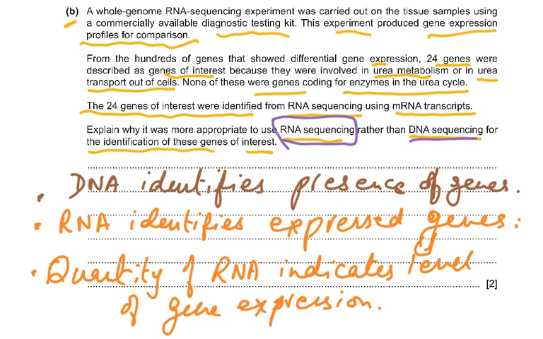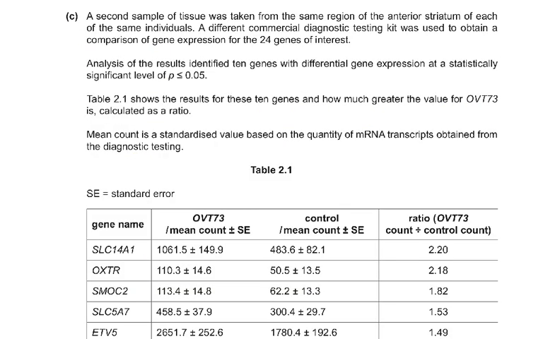So DNA identifies presence of genes, RNA identifies expressed genes, quantity of RNA indicates level of gene expression. So part C of the question: a second sample of tissue was taken from the same region of the anterior striatum of each of the same individuals. A different commercial diagnostic testing kit was used to obtain a comparison of gene expression for the 24 genes of interest.